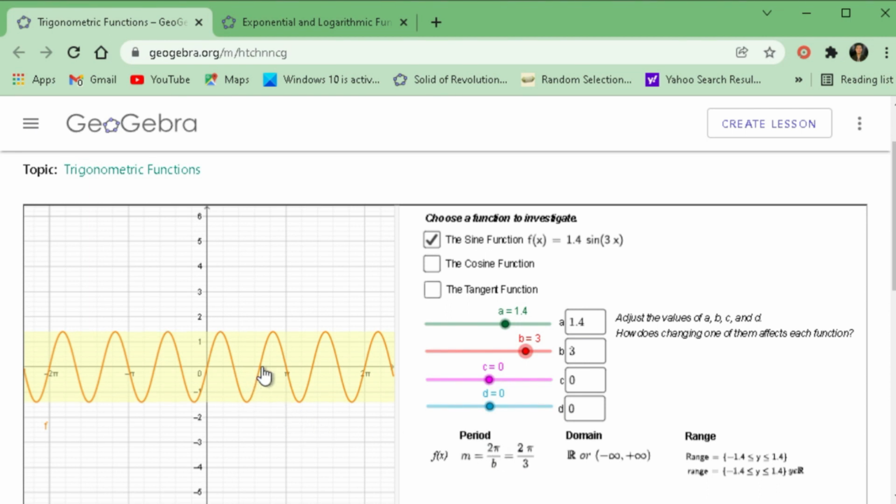So we cannot actually see ang 2 pi over 3 dito pero somewhere here, nandito. If you can see my cursor, doon sa may x-axis, dapat nandyan kasi ito yung isang cycle natin. And that angle is 2 pi over 3. That's period.